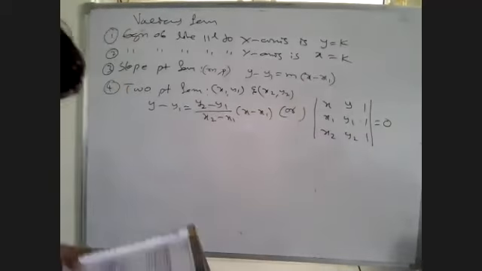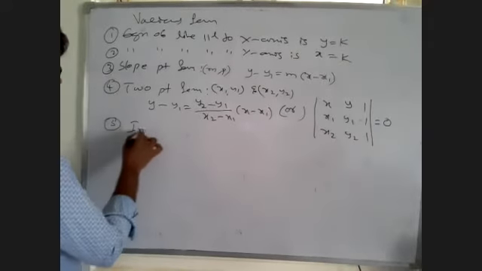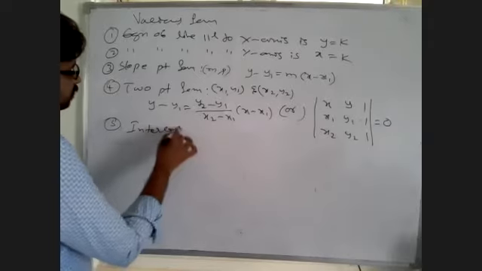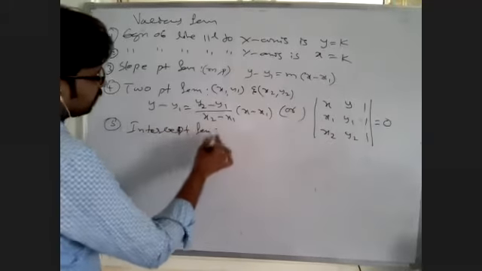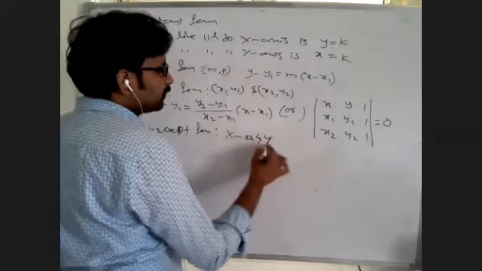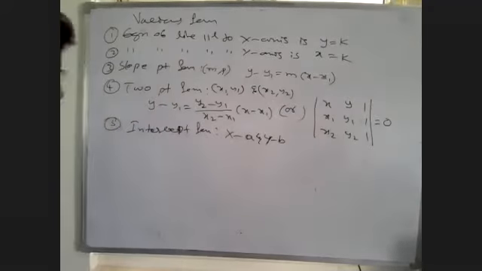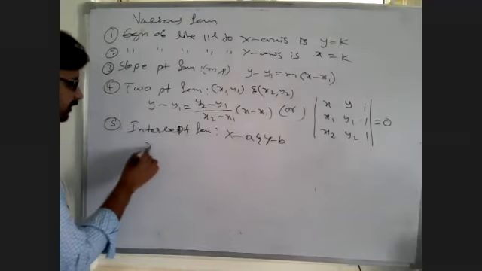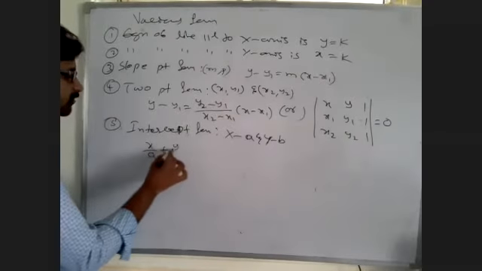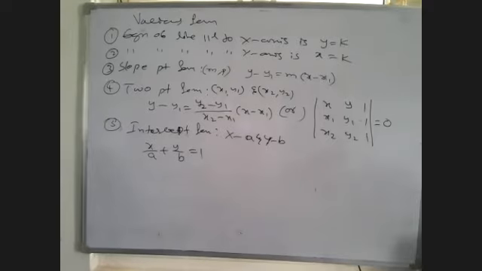That is 2-point form. And next, intercept form. X intercept A and y intercept B. If x intercept is A and y intercept is B, then the equation of the line is x by A plus y by B is equal to 1. This is the intercept form. X intercept A and y intercept B, then the equation is x by A plus y by B equal to 1.